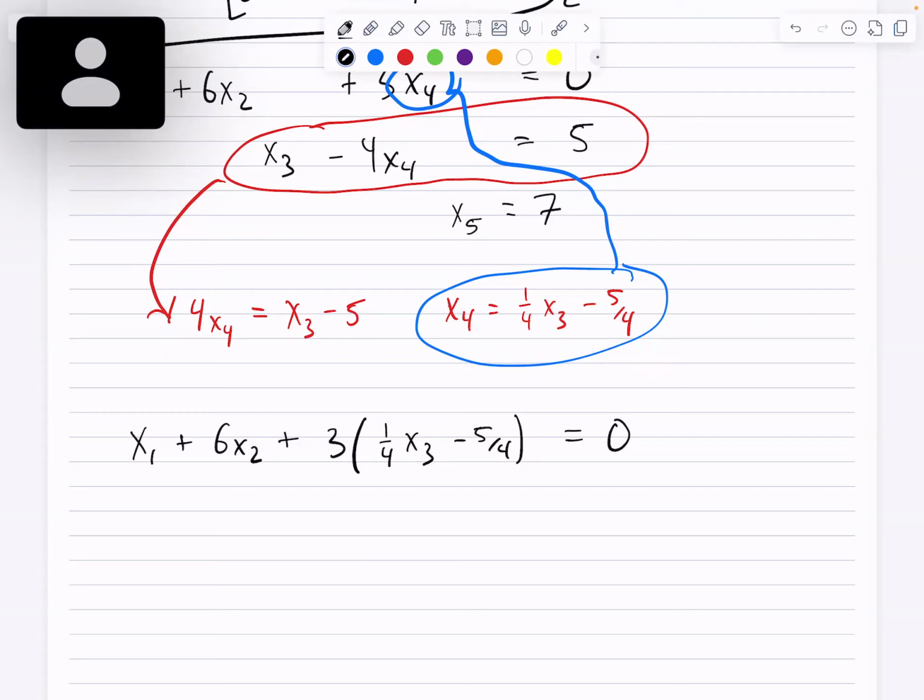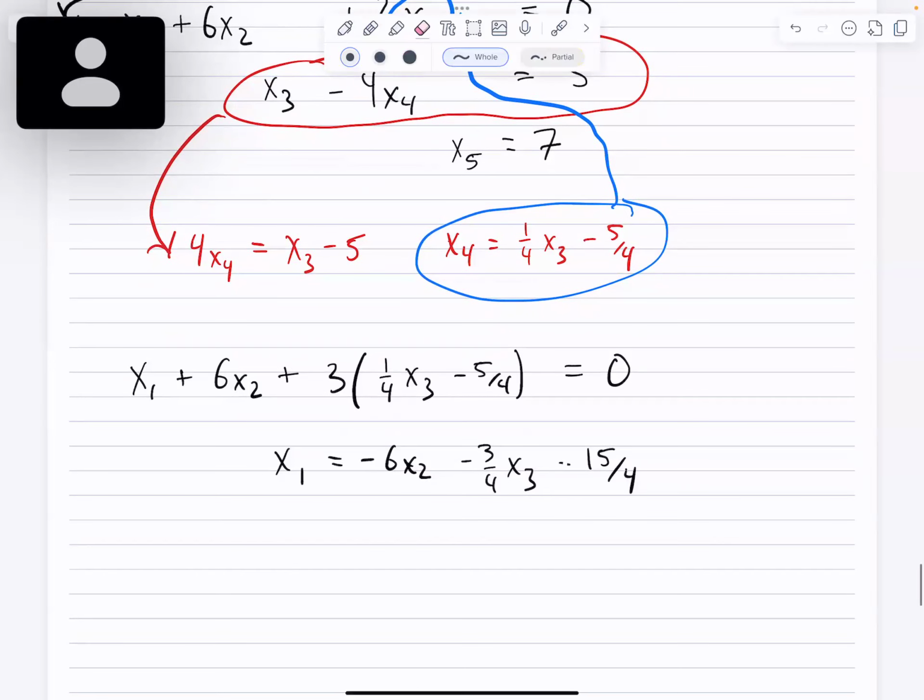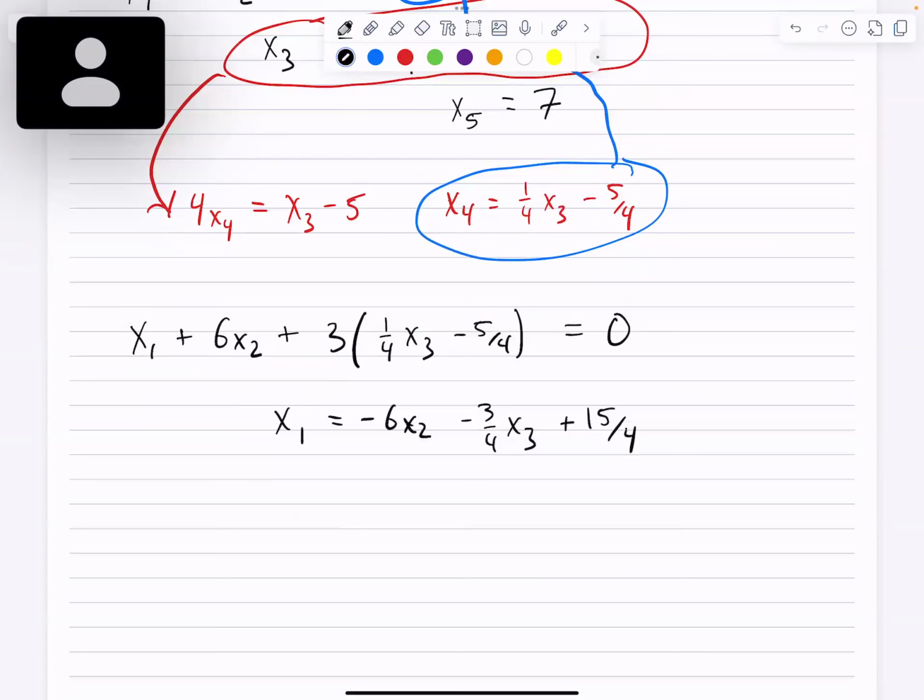And so then what do we get? Solving for that, we get that x1 equals minus 6x2. And then what will that be? 3/4 minus 3/4 x3 minus 15 fourths. Oh, but plus, because I distributed it. Plus. So that's what x1 is. And now we can kind of just work our way down.